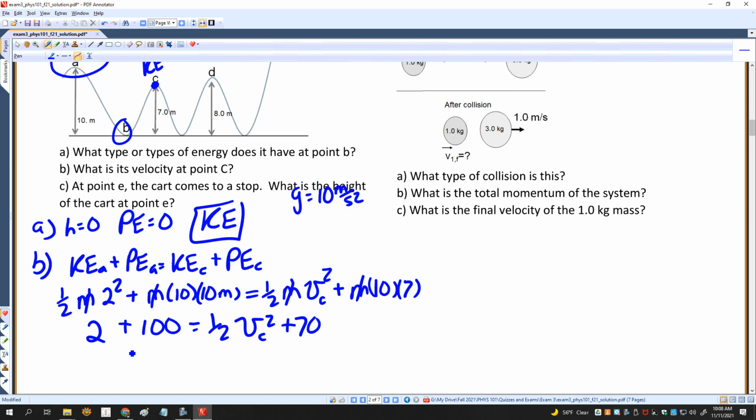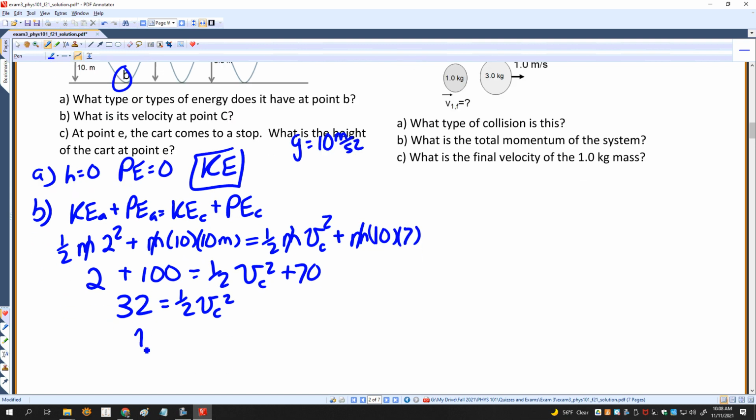So 102 minus 70 is 32, equals 1/2 vC squared, and so vC is the square root of 64, which is equal to 8 meters per second. All right, so that's for part B.